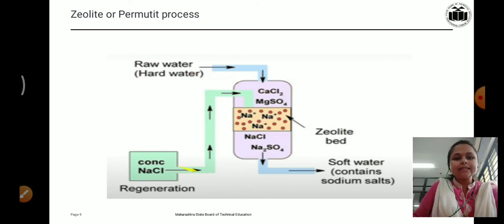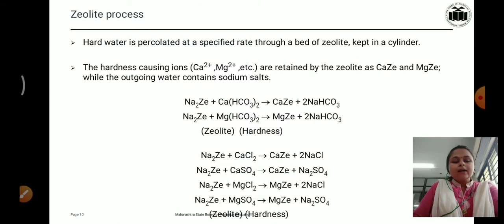concentrated NaCl inside this zeolite bed, and the Na of this NaCl replaces the calcium and magnesium in the CaZe and MgZe formed in this zeolite bed, and again we regenerate this NaZe, that is our zeolite. These are the reactions which occur in this zeolite process.